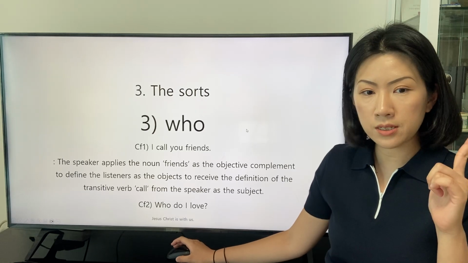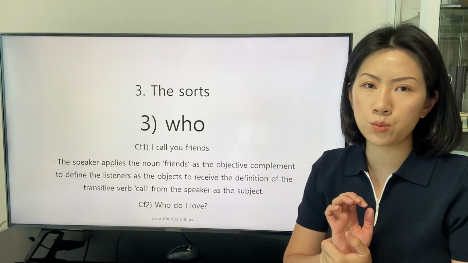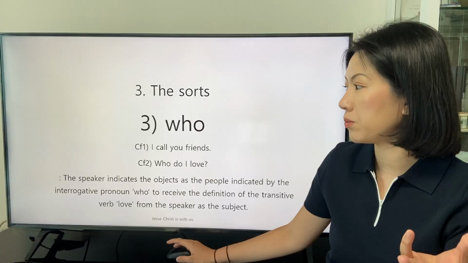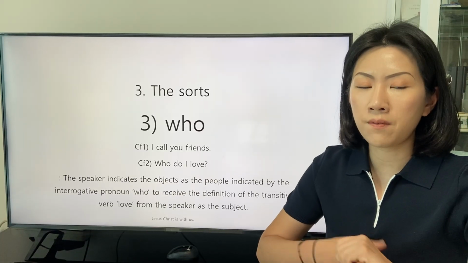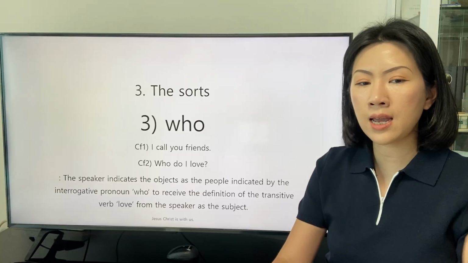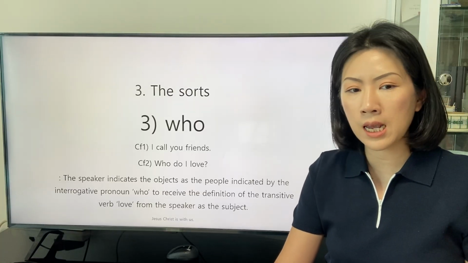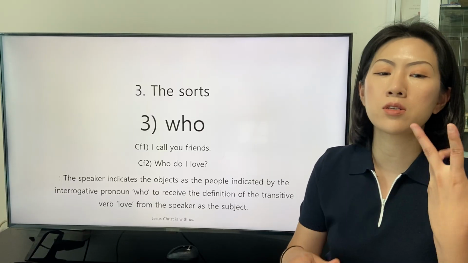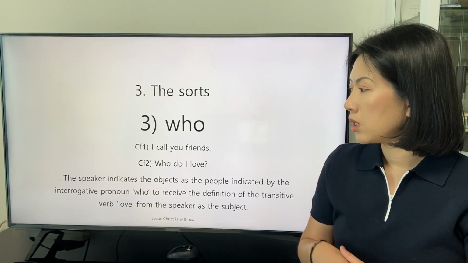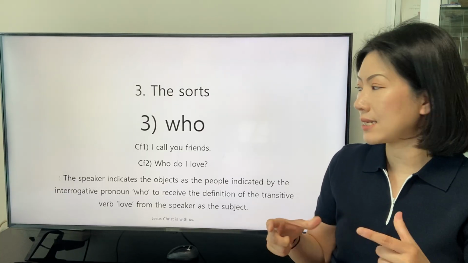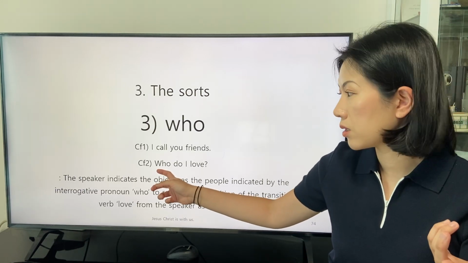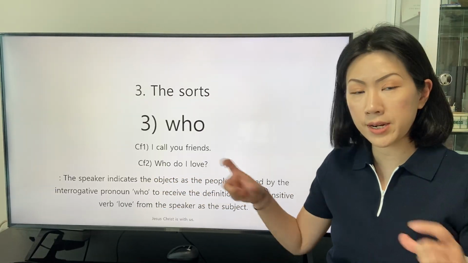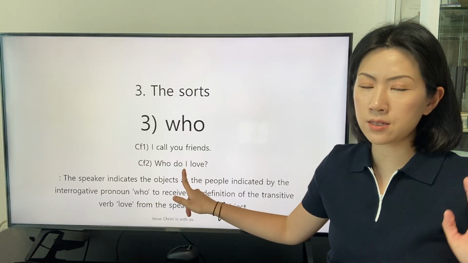And the second clause is stated in the interrogative clause with the interrogative pronoun who, yet to become the subordinating pronoun. Let's read the explanation together. The speaker indicates the object as the people indicated by the interrogative pronoun who, to receive the definition of the transitive verb love from the speaker as the subject.